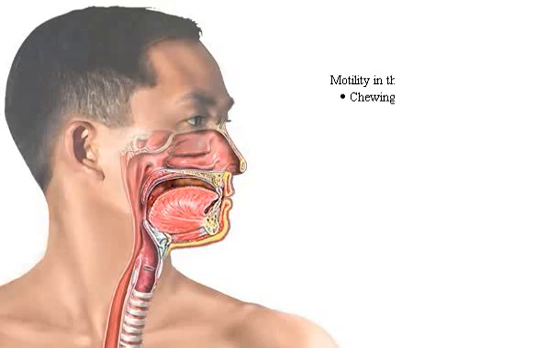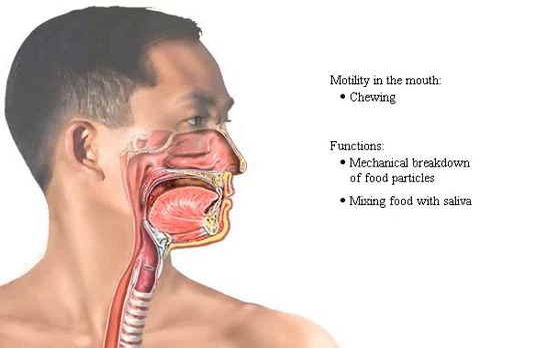In summary, the type of motility in the mouth is chewing. The function of chewing is to mechanically break down food particles and mix the food with saliva.